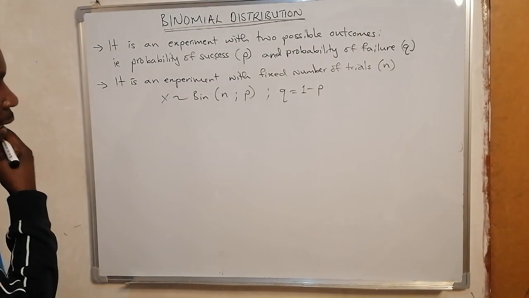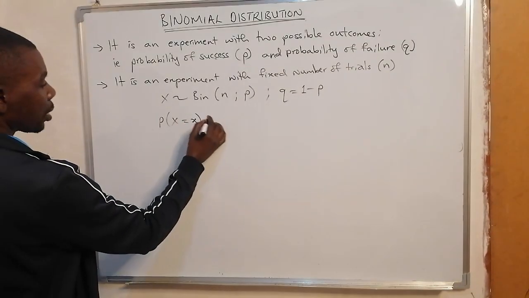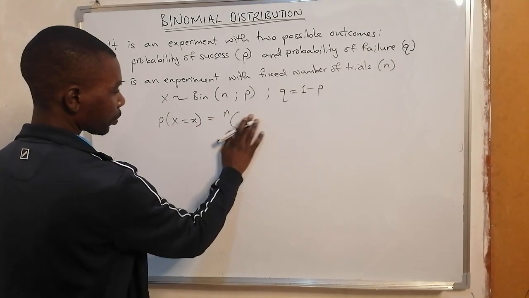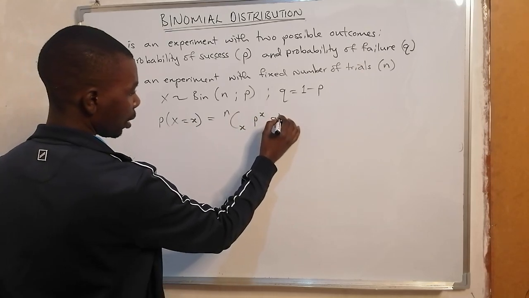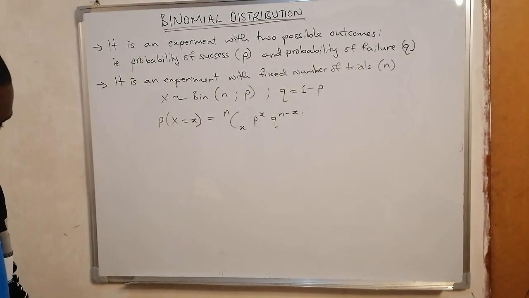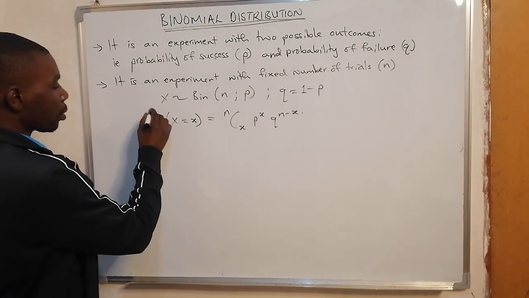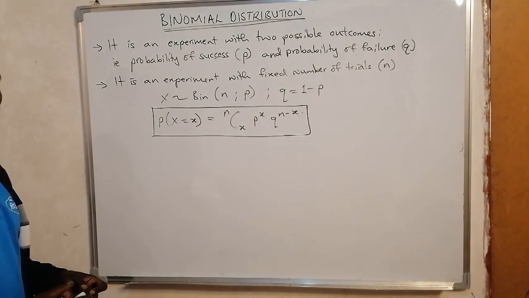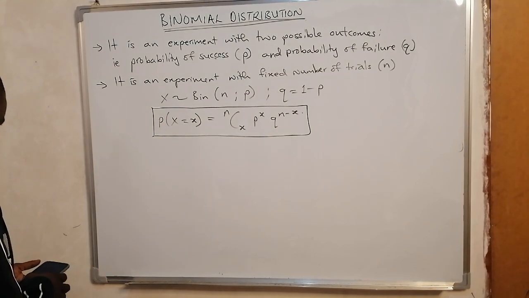So the general formula for the probability P of X equals x is given by N choose x times P to the power x multiplied by Q to the power N minus x. So this is the formula that we are going to use for probability when using binomial distribution, right? So let's have an example for binomial distribution.